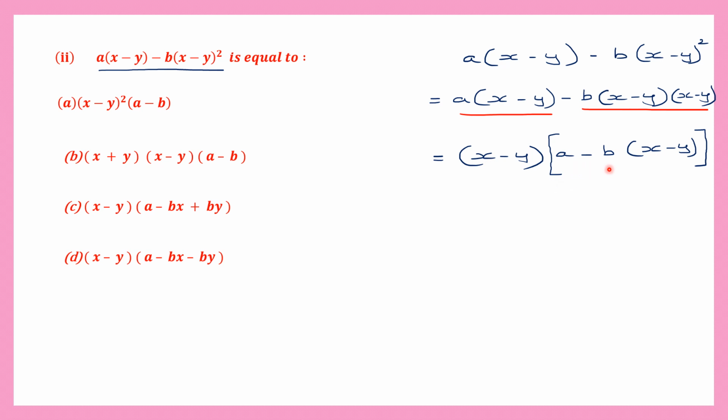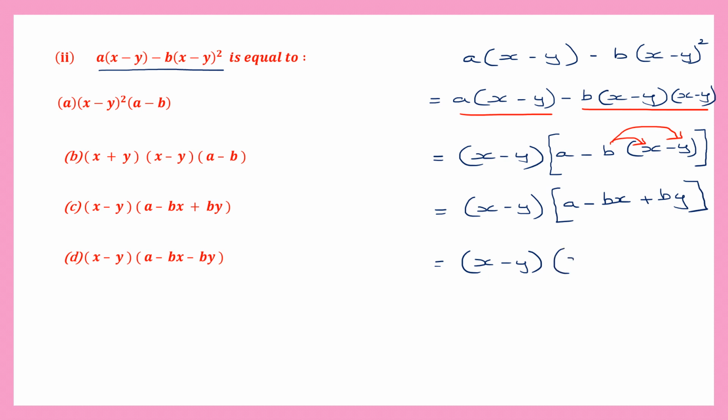Okay. Now let's simplify this part here. So this will be x minus y. This will remain as it is, x minus y. And in brackets, what do I have? I have a minus. Now let's multiply b into x. That will become bx. And I'm going to multiply minus b into minus y. So minus into minus is plus, b into y is by. Okay. So let me write this as x minus y, and here a minus bx plus by.